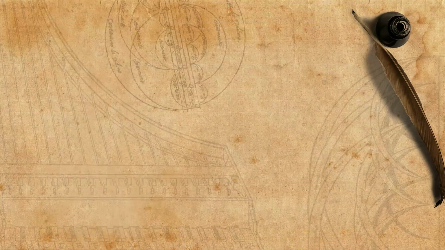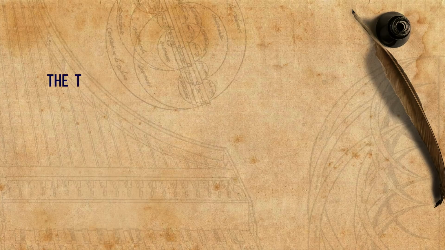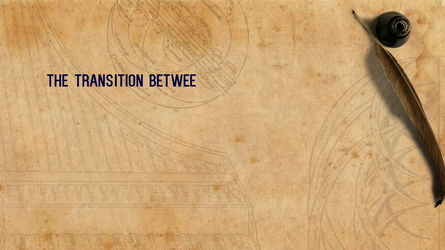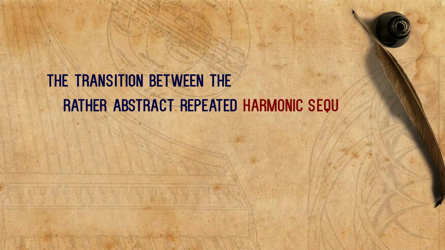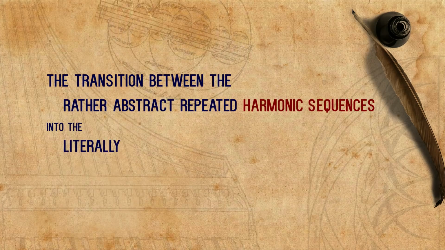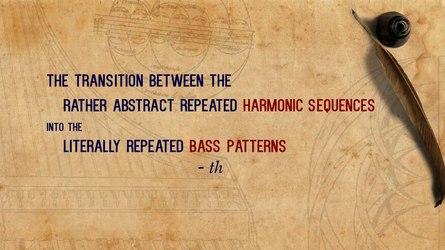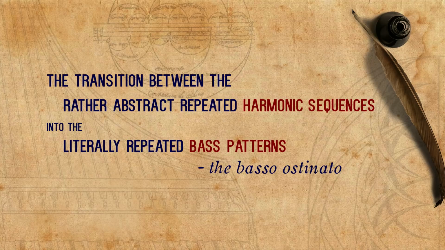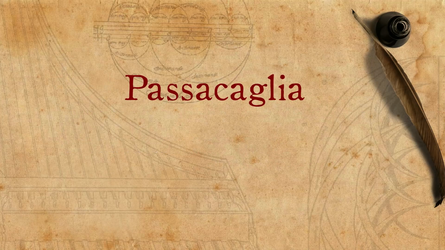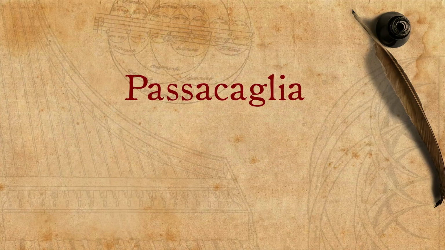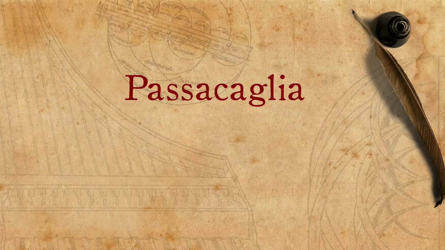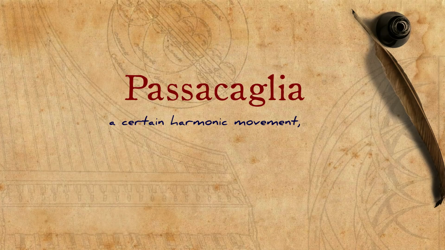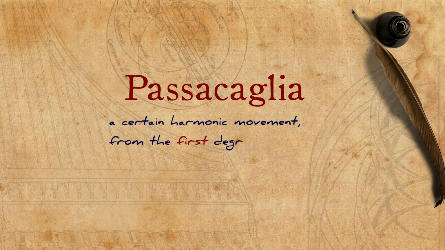Another interesting point concerning variation pieces is the transition that took place some decades into the 17th century between the rather abstract repeated harmonic sequences into the literally repeated bass patterns, the basso ostinato. A study case of that phenomenon is the passacaglia sequence. To begin with, the passacaglia was as abstract as possible.